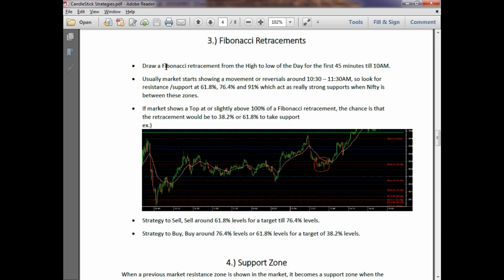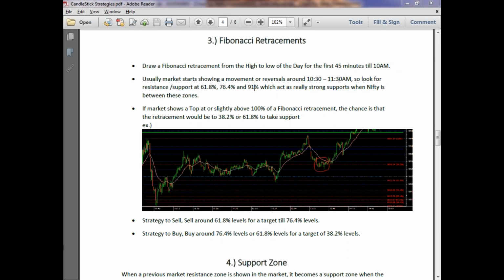Fibonacci series is actually support or resistance zones, guys. It is almost around 75 to 80% true. When it hits the Fibonacci retracement zones, it is sure to take either a support or a resistance at those particular zones. The main zones which are very important: usually the market starts showing a movement or reversals around 10:30 to 11:30 a.m. So look for resistance or support zones at 61.8%, 76.4%, 91%. You don't have to memorize everything. Everything is based on the chart, and will be available on the chart itself. I'll show you what it means.